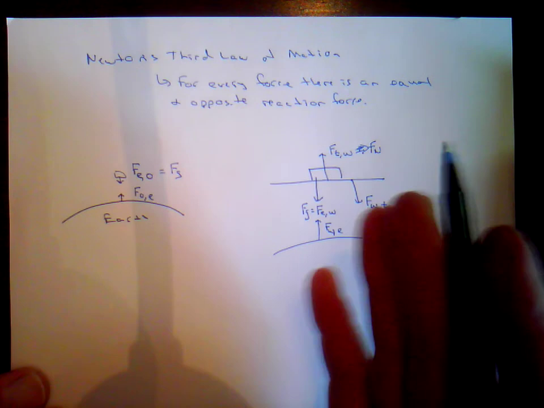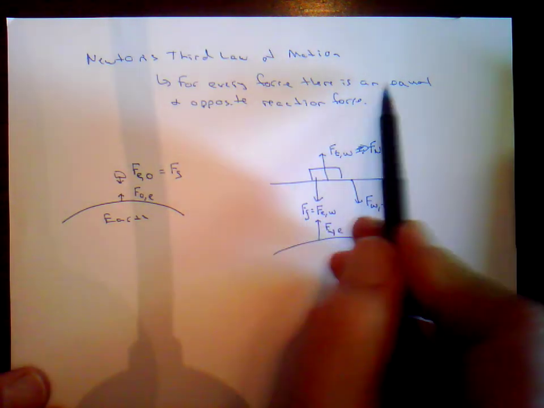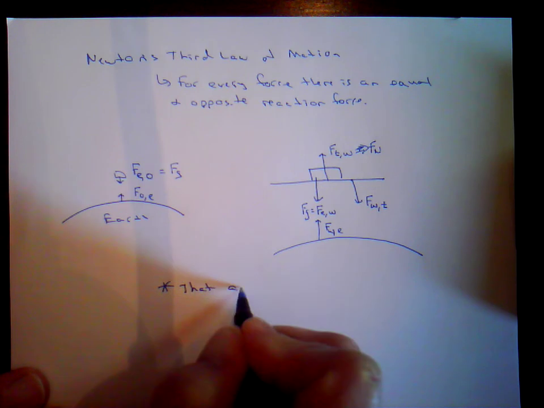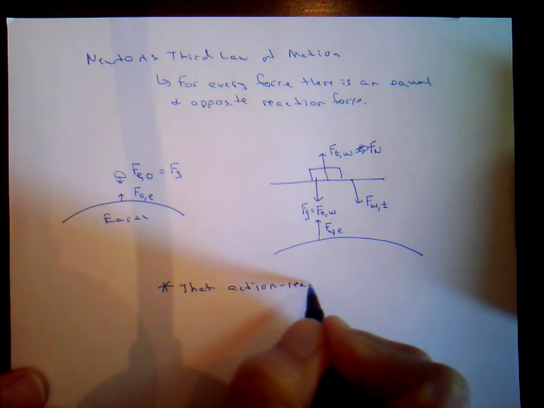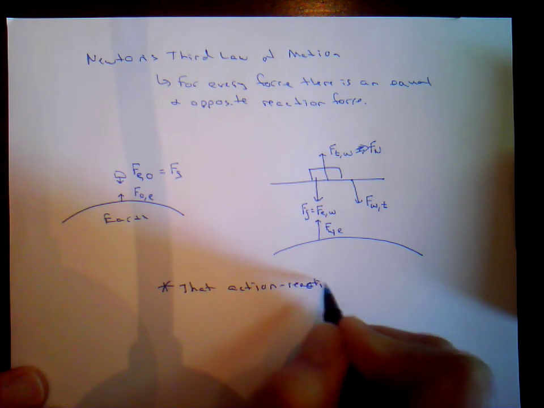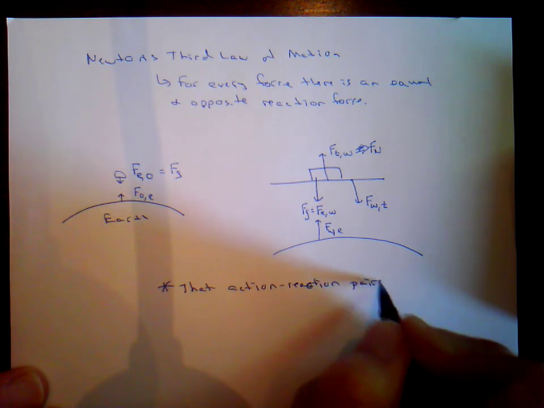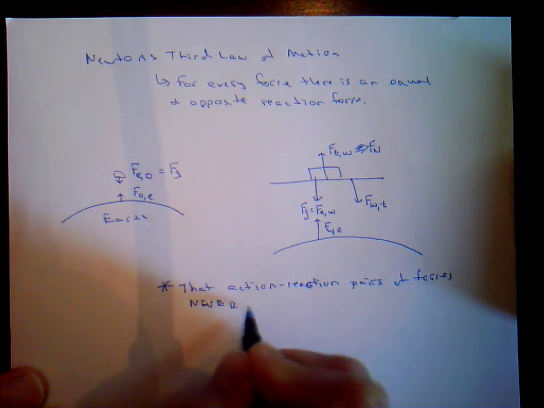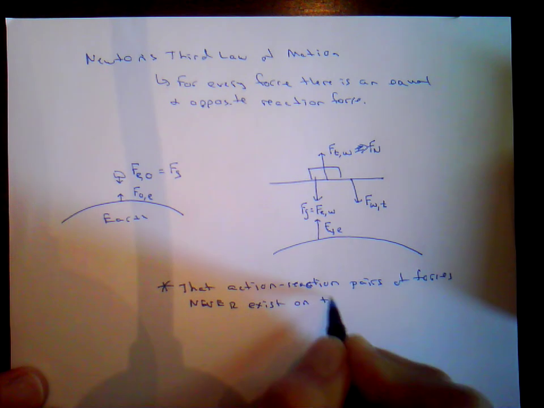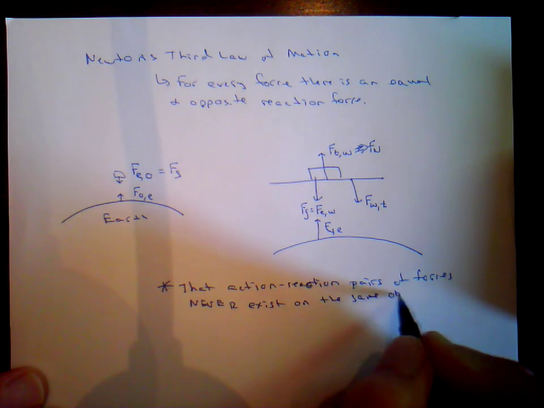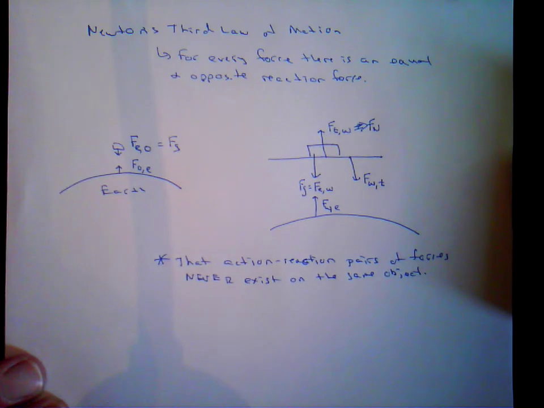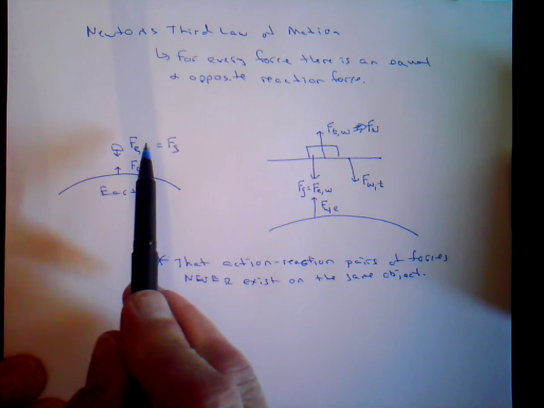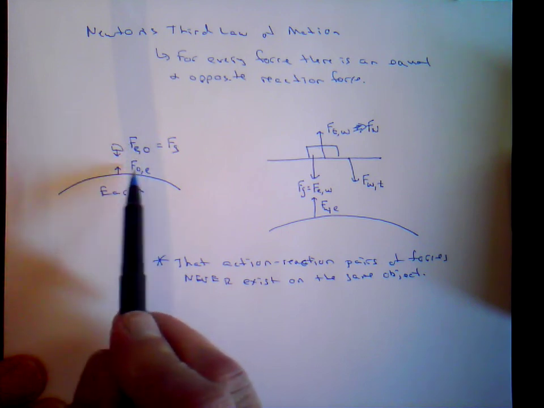So in Newton's third law of motion, a very significant thing: for every force, there's an equal and opposite reaction force, but you must remember that action-reaction pairs of forces never exist on the same object. They always have to be different objects. And if you remember these subscripts, this is the force of the Earth on the object, the reaction force is the force of the object on the Earth. You just swap those around, and that will help you.